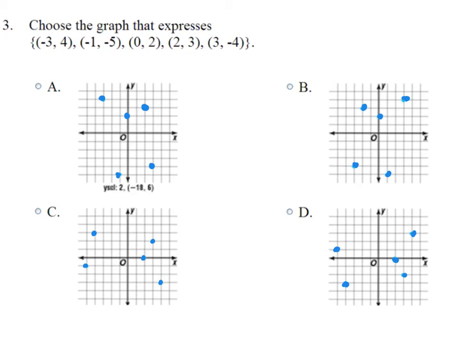In an example, it says choose the graph that expresses -3, 4. So if I look, I go back 3 and up 4 is given in our first example. -1, -5 is given in our choice A. 0, 2 is given in choice A. 2, move over 2, up 3 is given in choice A. And move over 3 and down 4 is given in choice A. So the correct answer would be A.